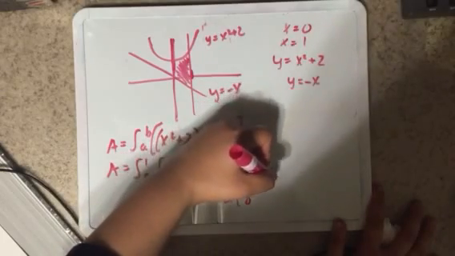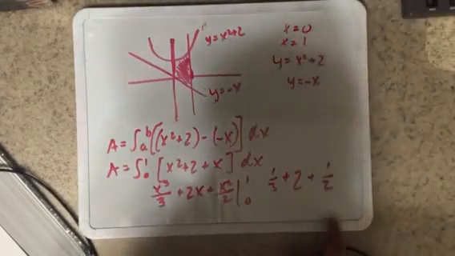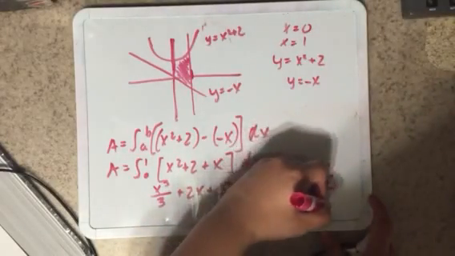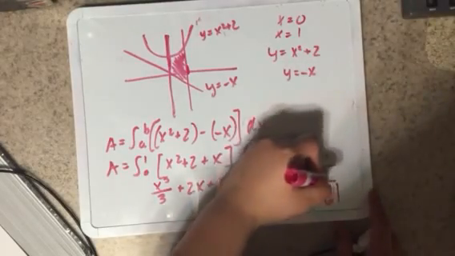You're going to get 1/3 plus 2 plus 1/2. And then your answer to that, if you do all your math correctly, is 17 over 6. I don't know why I wrote 16. It's 17 over 6.